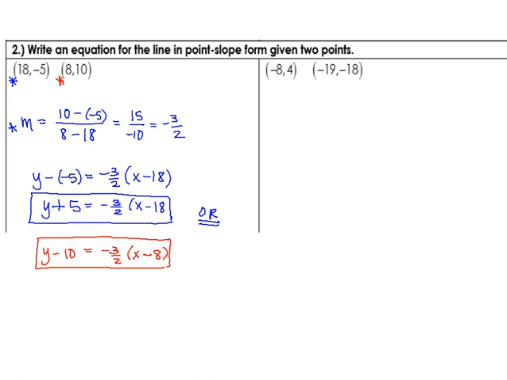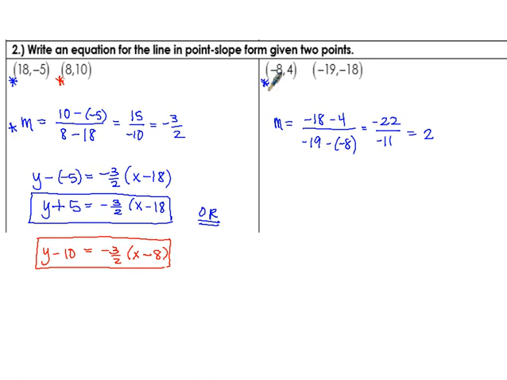I'm going to do it again. Notice the two ordered pairs. No slope was given. We need to determine the slope. So I've got negative 18 minus 4 over negative 19 minus a negative 8. Simplify that. We're looking at negative 22 over negative 11, which will give me a slope of positive 2.